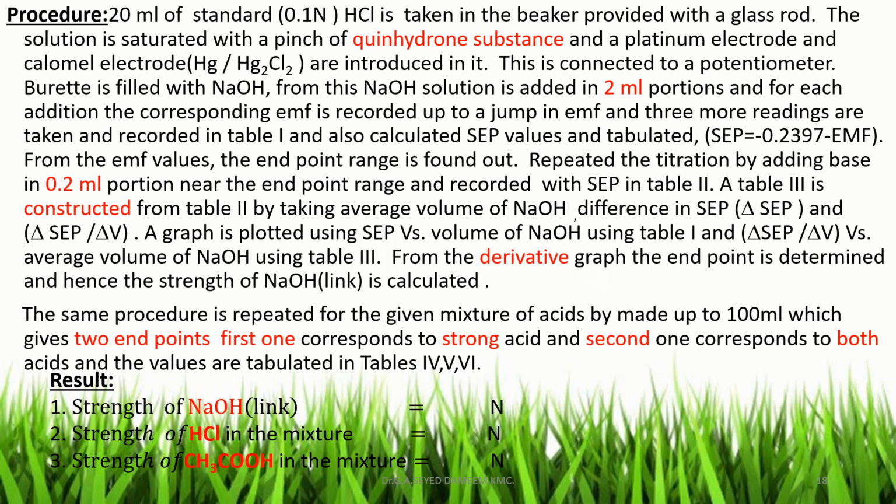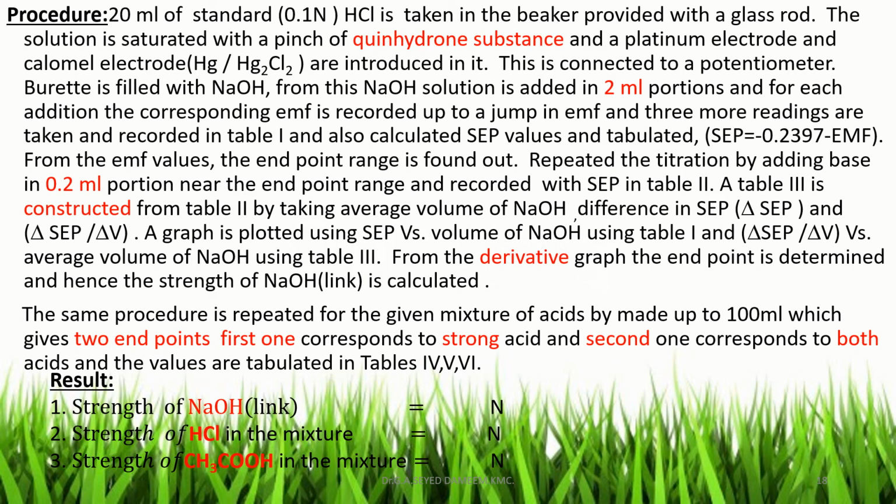From this, the volume of sodium hydroxide, the volume of HCl taken, 20 ml, and the strength of HCl, 0.1 normality, the strength of sodium hydroxide is calculated. These are about the standardization of sodium hydroxide using standard HCl by the potentiometric method.